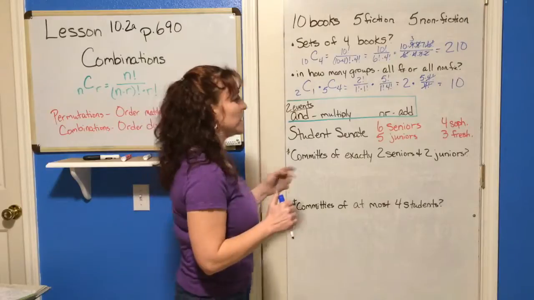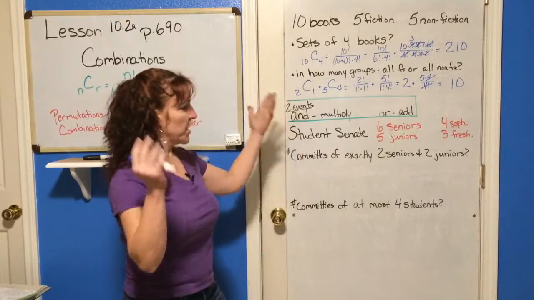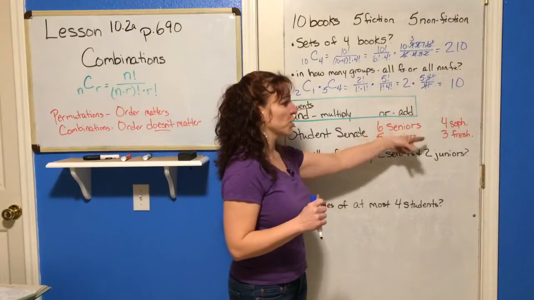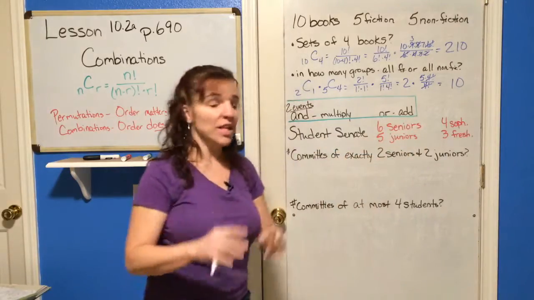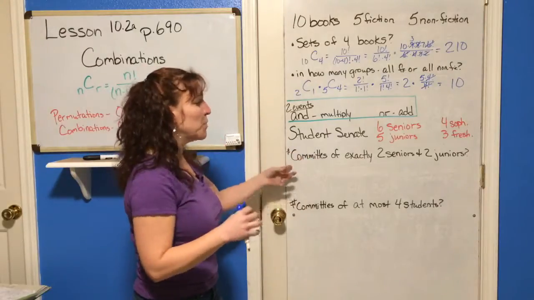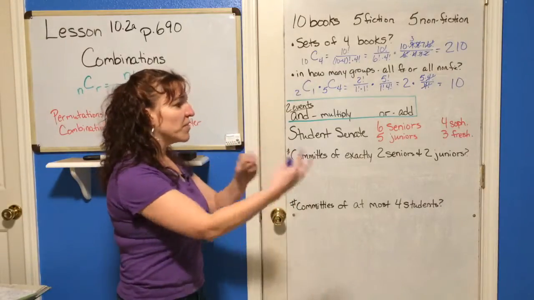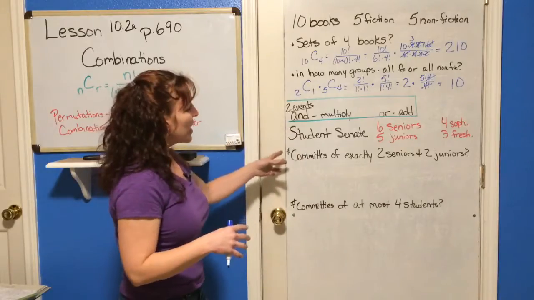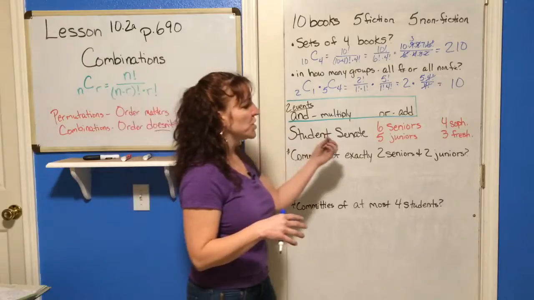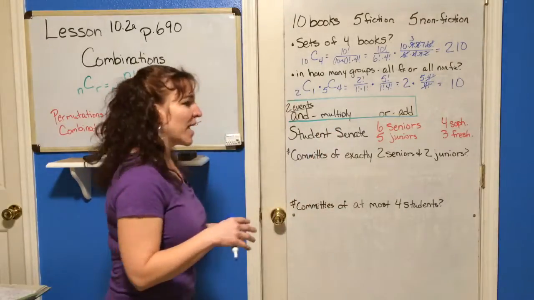We've got a student senate in a school, and on the student senate we've got 6 seniors, 5 juniors, 4 sophomores, and 3 freshmen. They're sitting on the student senate. Now we want to make different committees of these different students, and I want to know how many committees of exactly 2 seniors and 2 juniors can I make.